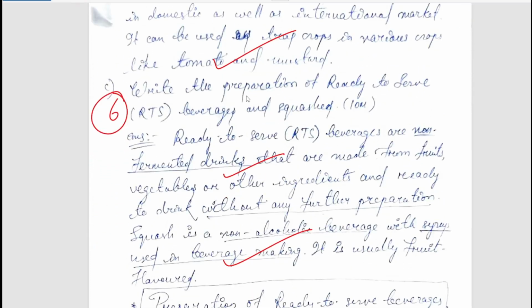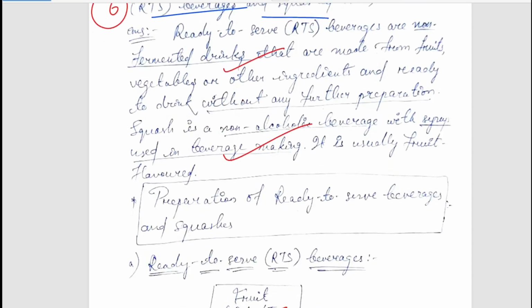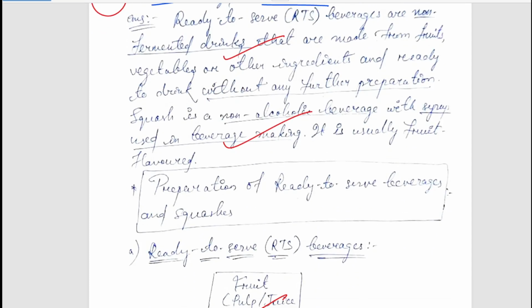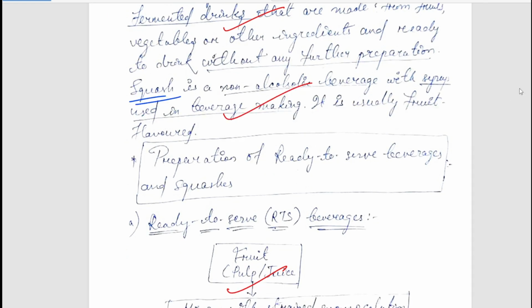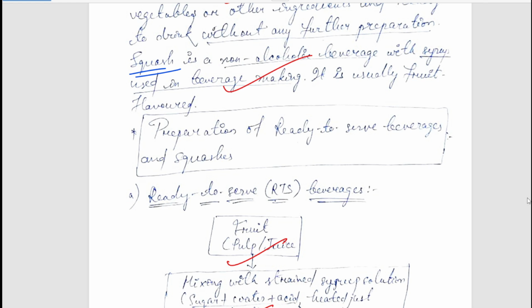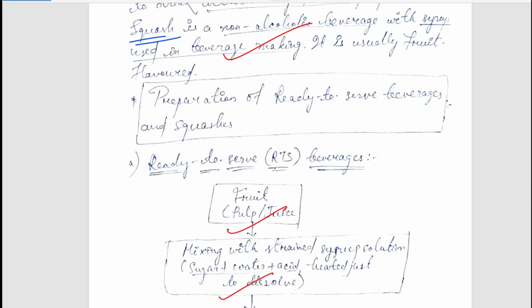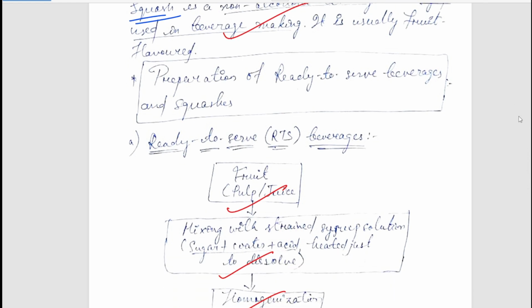Now the next question is, write the preparation of ready to serve beverages and squashes. So ready to serve beverages are those non-fermented drinks which we make ready and then serve whenever required. Certainly squashes are also non-alcoholic beverages, which are generally made in syrup form, and are usually fruit flavored. We use fruits for flavoring.